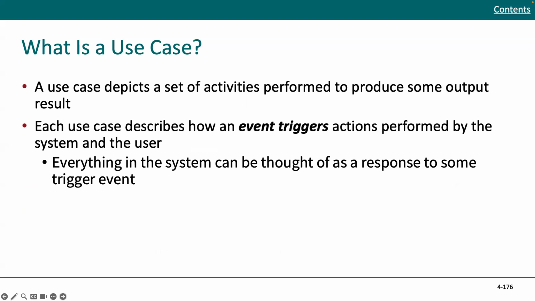And I'll just use a little bit more perspective from the text. A use case depicts a set of activities performed to produce some output result. Each use case describes how an event triggers actions performed by the system and the user. With this type of event-driven modeling, everything in the system can be thought of as in response to some trigger event. When there are no events, the system is at rest, patiently waiting for the next event to trigger it. When a trigger event occurs, the system and all the people using it respond, performing the actions defined in the use case and then returns to the waiting state.